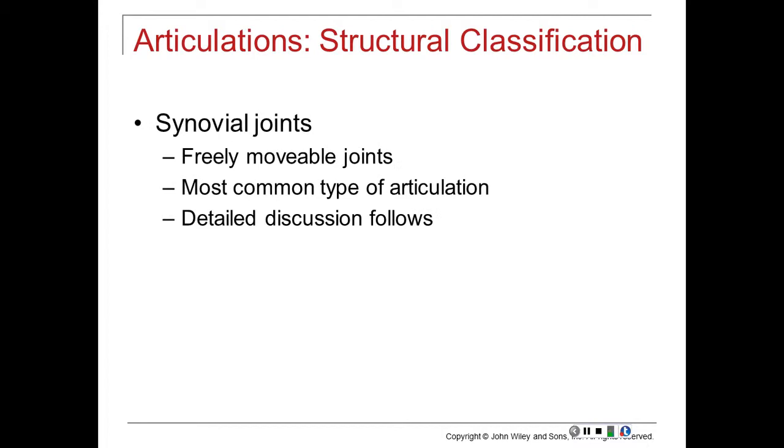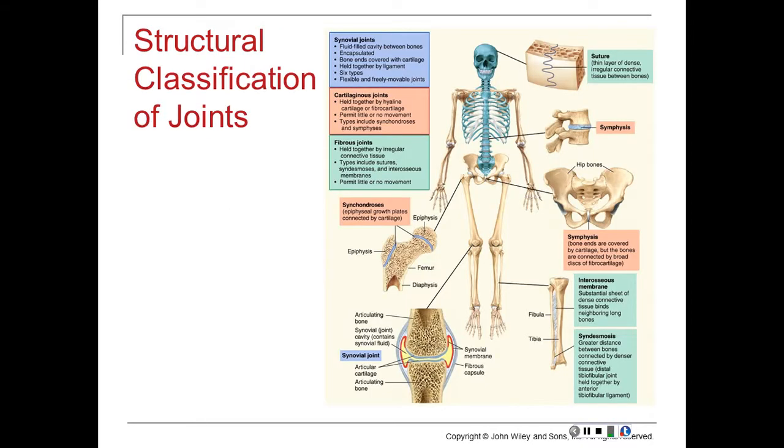Then we get our synovial joints. These are very freely movable. This, of course, is the most common type of articulation. Let's talk about these in more detail. Here you can see some of the classifications I was mentioning. Synovial joints have a fluid-filled cavity called a synovial cavity.